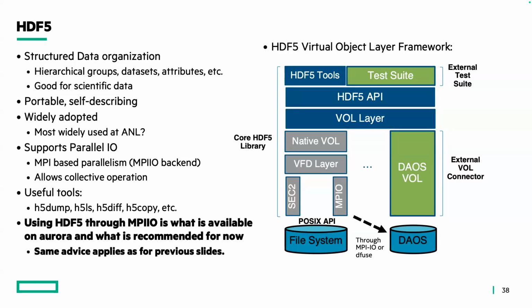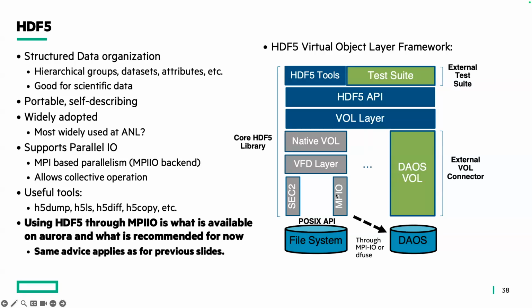It has a POSIX backend, like if you look at this graph here, by default it uses MPI-IO or POSIX. But if you have MPI and you load HDF5 on your compute node, it's parallel HDF5 basically. And HDF5 provides some useful tools on your HDF5 file to dump, ls, diff, copy, and things like that. So today, what is recommended is that you use HDF5 with MPI-IO, and that's what's available today and what is recommended.